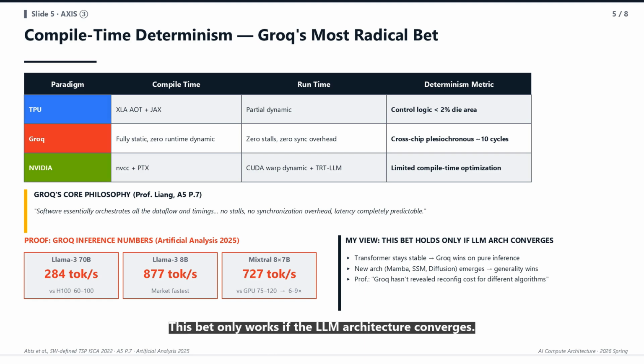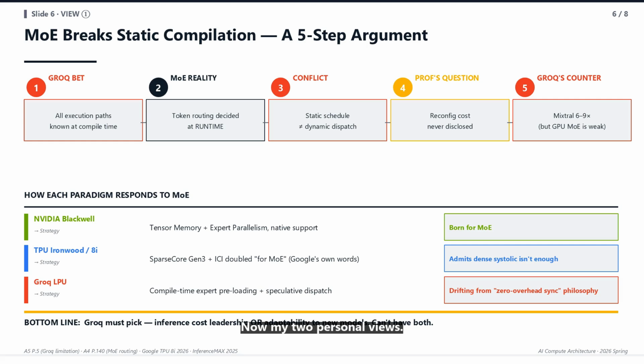But here's my view. This bet only works if the LLM architecture converges. If Transformer stays stable, Groq wins. If new architectures like Mamba, SSM, or Diffusion take over, general purpose wins. Now my 2 personal views. Number 1.